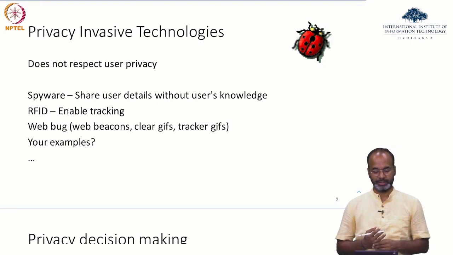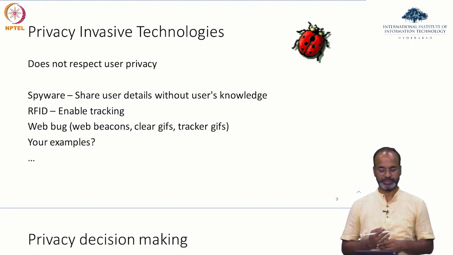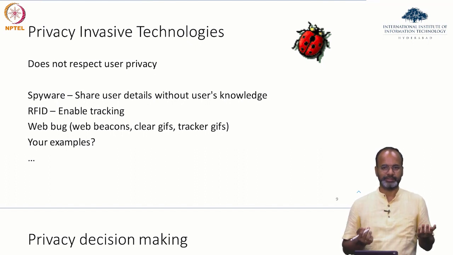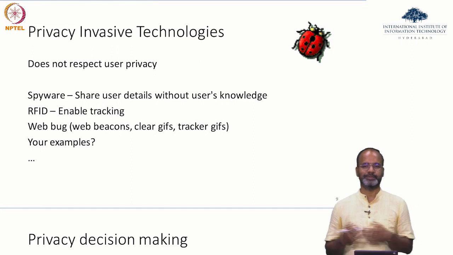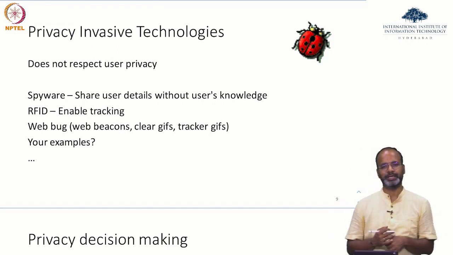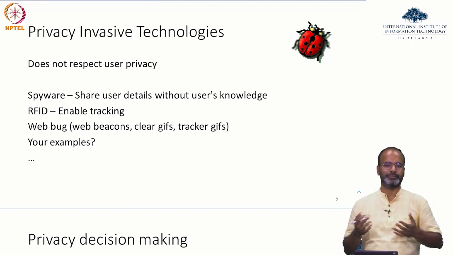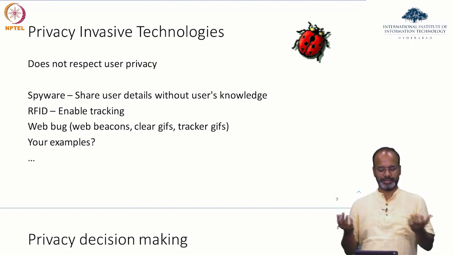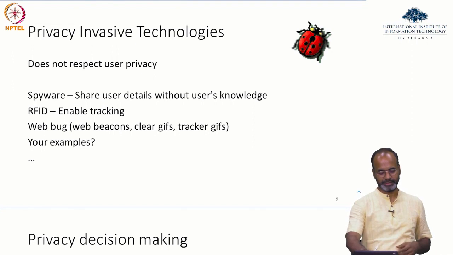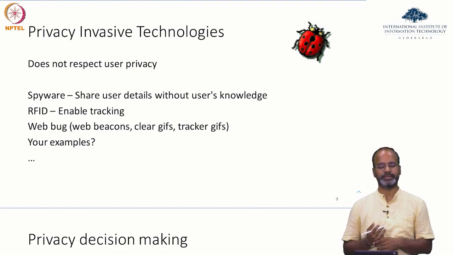Spyware is one example. It shares user details without users' knowledge. Spyware sitting on your machine, sending out information about your username, password, or your web history. That information is shared with a third party, which is what spyware does, and that's actually breaking privacy. That's part of the privacy invasive technology.